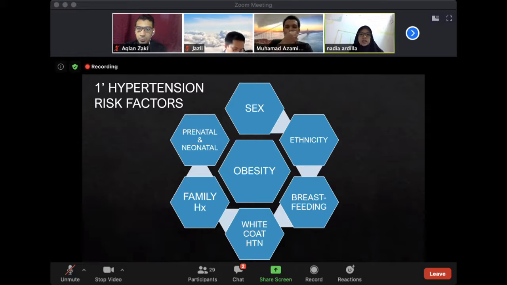girls. For ethnicity, I can't find a specific ethnic group in our country such as Malay, Chinese, or Indian. However, there are studies that state primary hypertension is more common among African and American populations compared to Asian. So we are kind of at the border of the least prevalence of primary hypertension.